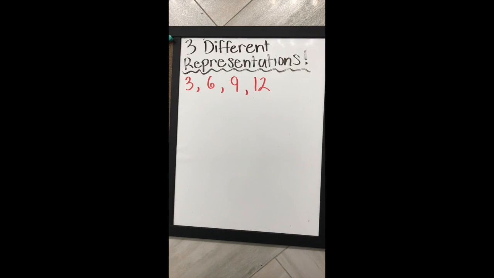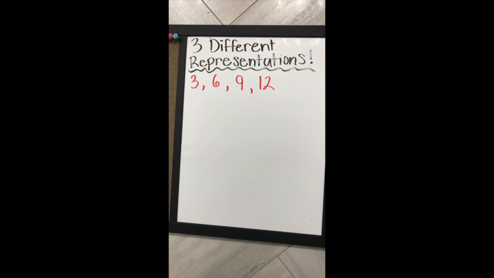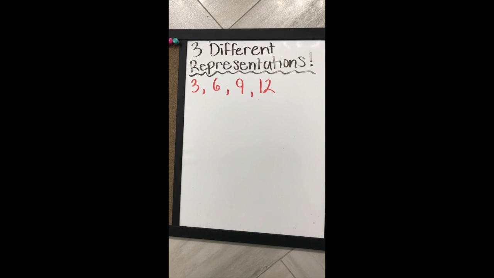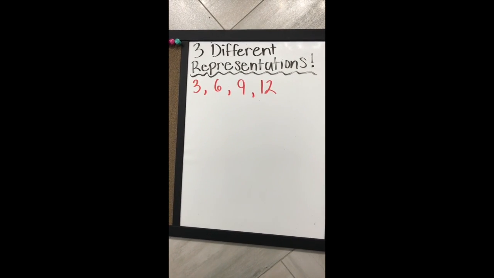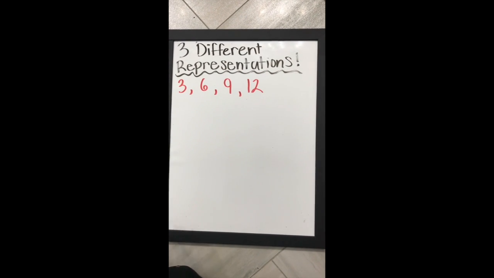Okay, so we've been talking about sequences. So today we're gonna look at 3 different ways that we can represent a sequence. So we have the sequence here, 3, 6, 9, 12. So the first representation we're gonna look at is just a table.